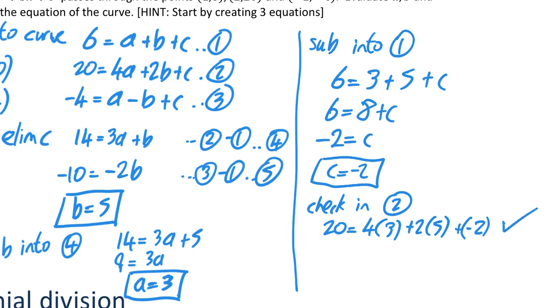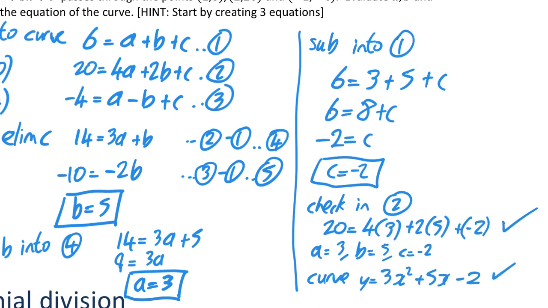So my answer, I now evaluate a, b, and c and write down the equation of the curve. So we can say a is equal to 3, b is equal to 5, c is equal to minus 2, and the curve is y is equal to 3x squared plus 5x minus 2, and that is us done.